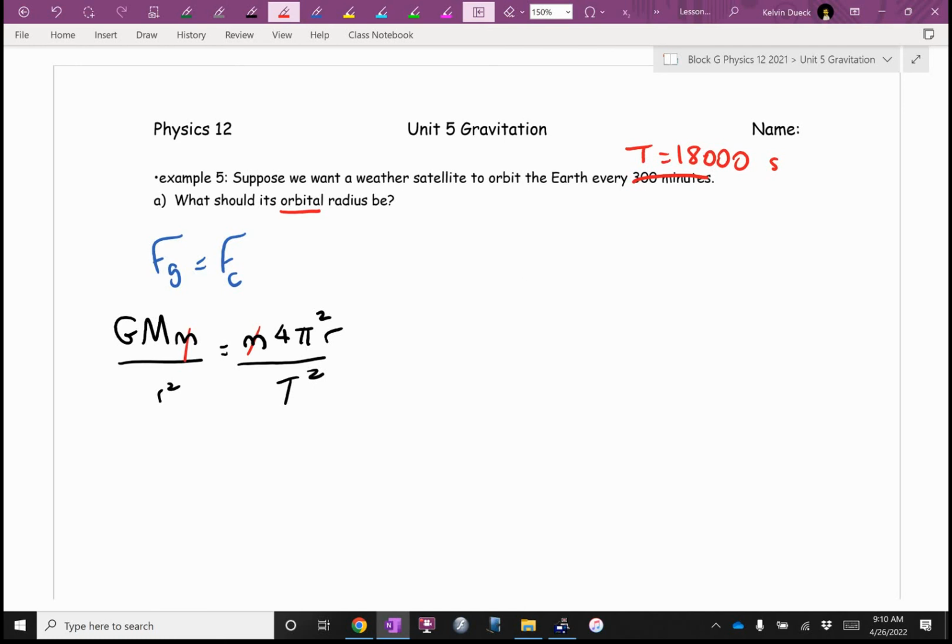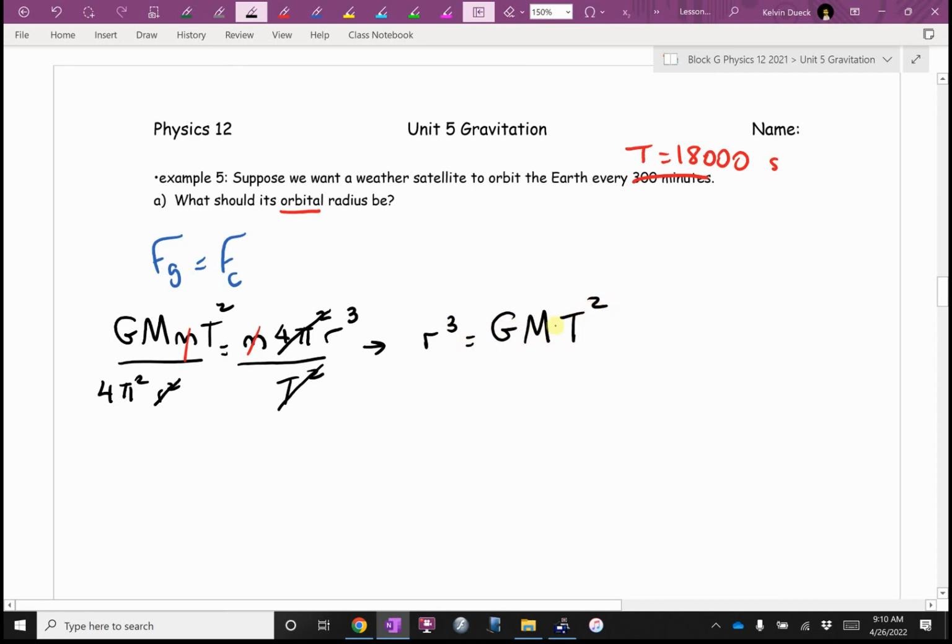Let's get the R by itself. Is this one fraction equals one fraction? Then stuff can move. I'm going to move those to there. Now I've got all the R's on one side on the top. The T squared will move to the top. What about the 4 pi squared? And I'll get this, R cubed equals big G, big M, T squared, all over 4 pi squared.